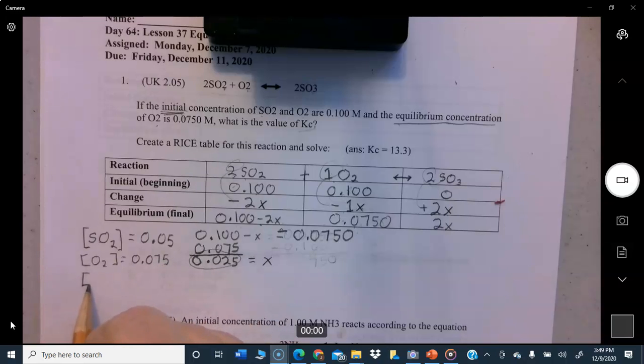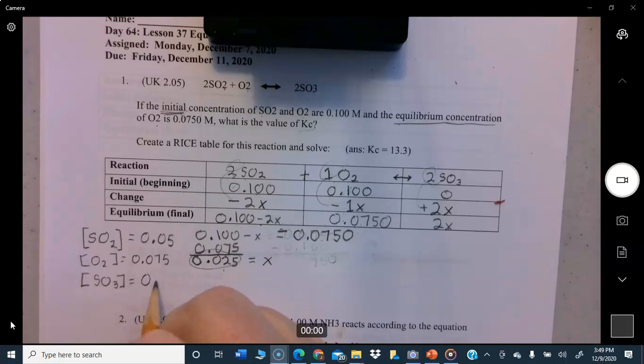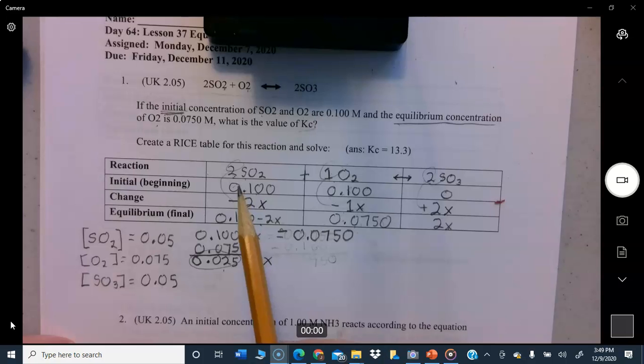And for the SO3, x, there's x. And that also gives us this 0.05. Okay, so with the concentrations and the law of mass action, we can figure out what K is.